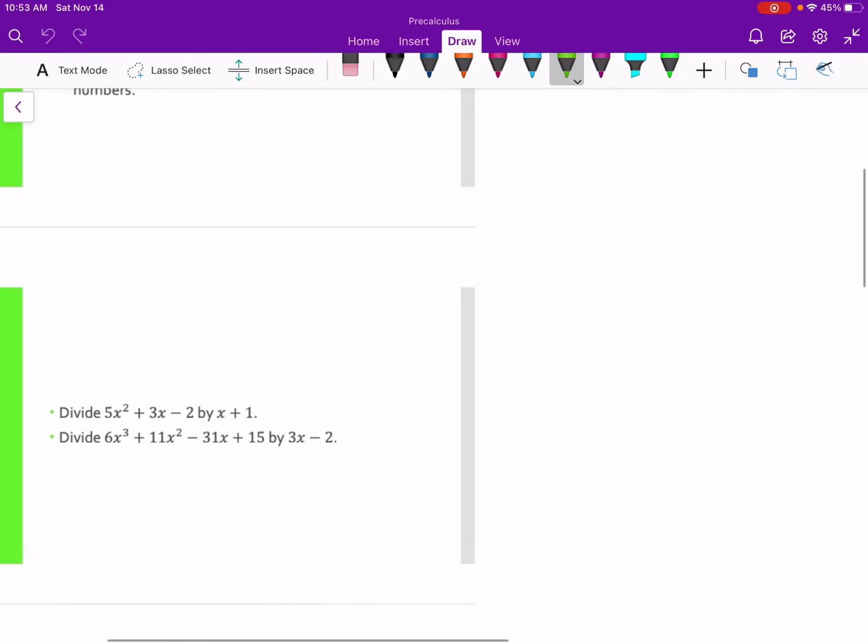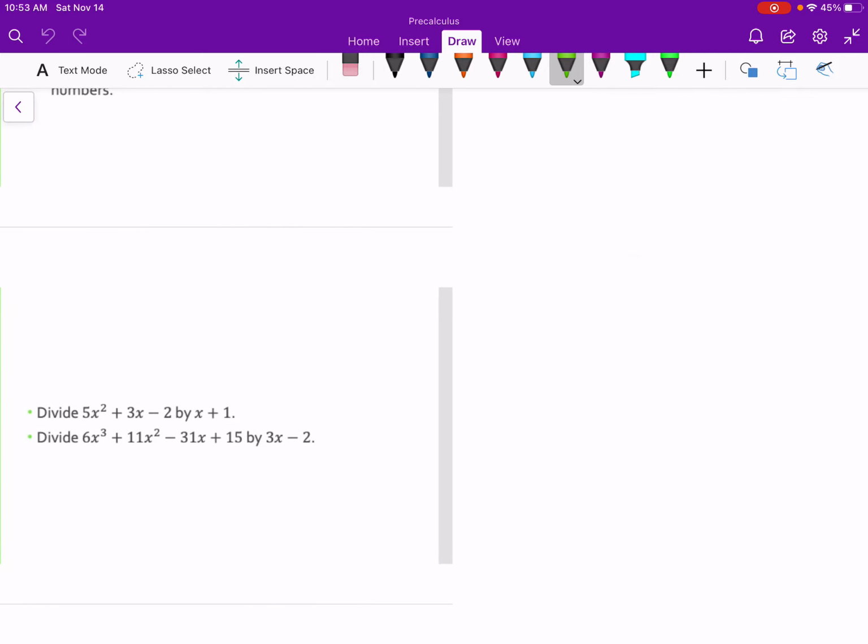So let's look at this first example. Divide 5x squared plus 3x minus 2 by x plus 1. So I'm going to set up my division. 5x squared plus 3x minus 2. When you have these problems, make sure that you have every term. So like a 5x squared plus a 3x. Okay, we're not missing any term. So if you jump from an x cubed to an x, remember you have to put that 0x squared term in there. So we have divided by x plus 1.